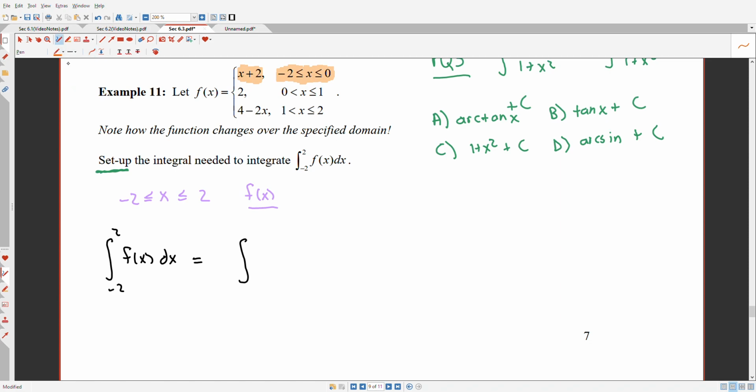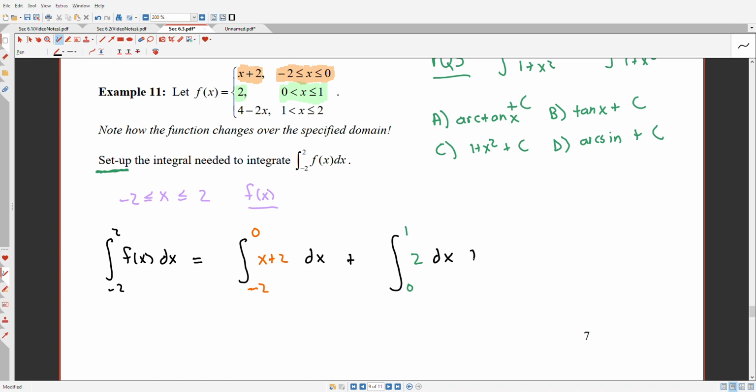So I would go from -2 to 0, and I would use x plus 2 dx. And then from 0 to 1, maybe it switches to this green formula, 2, on the interval from 0 to 1. So that would go from 0 to 1, that would be 2 dx.